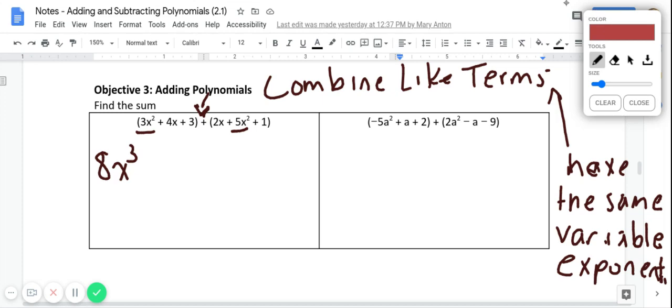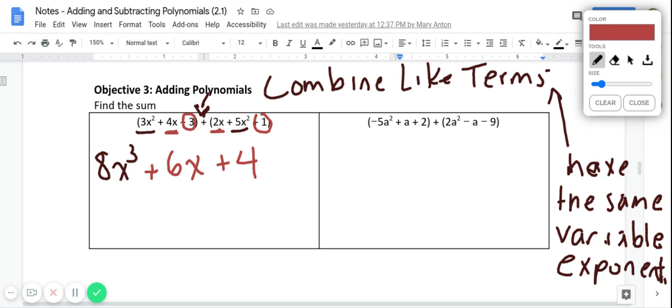Okay, so now let's go to our next highest term. So let's go to this 4x term. Do you see another x term? Right here. So we have 4 groups of x plus 2 groups of x for a total of 6 groups of x. In other words, we're just adding that 4 and that 2. This is 6x. And lastly, we've got our constant terms. We have a 3, we have a 1, so it's just 3 plus 1, which is just 4. And that's how we added those 2 polynomials.